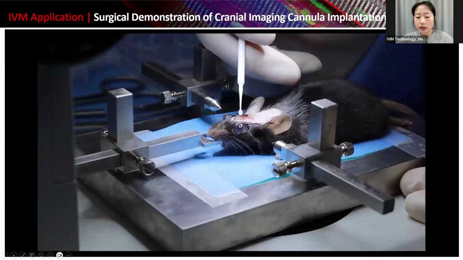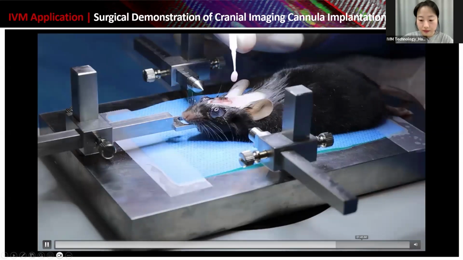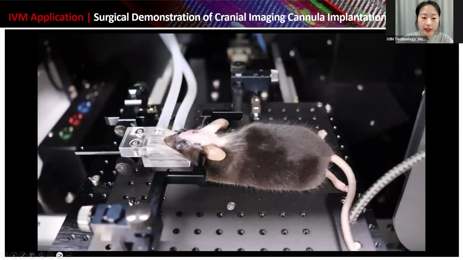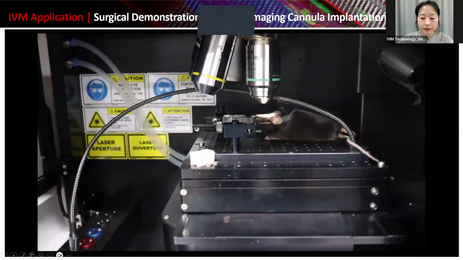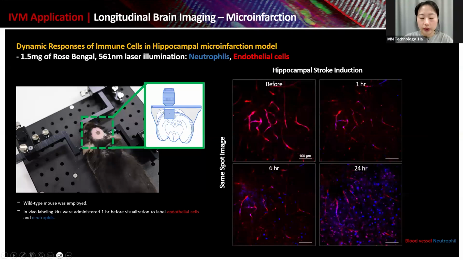Once the mouse is mounted on the imaging system, the scanning begins. We could visualize the hippocampus.